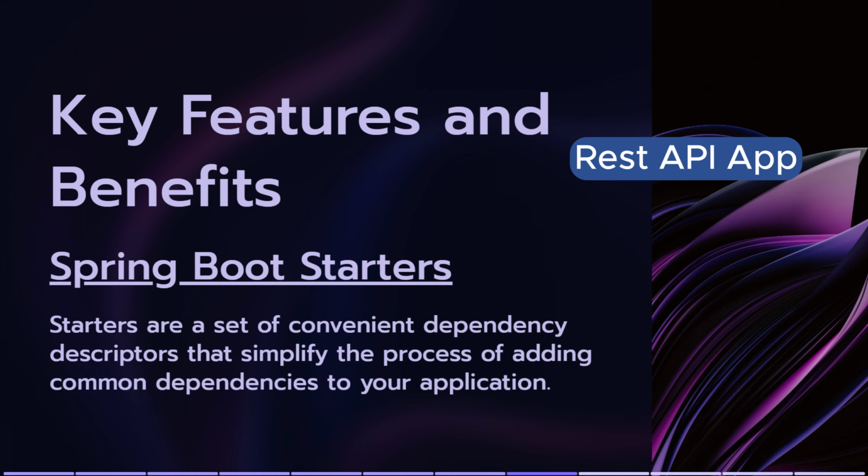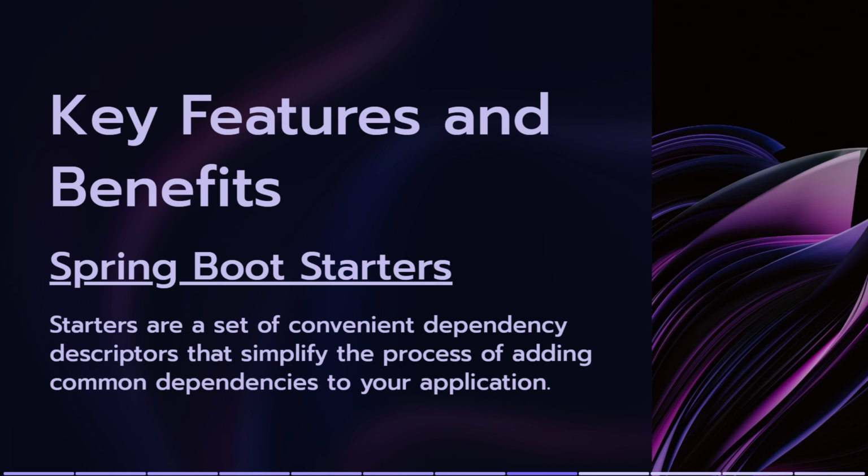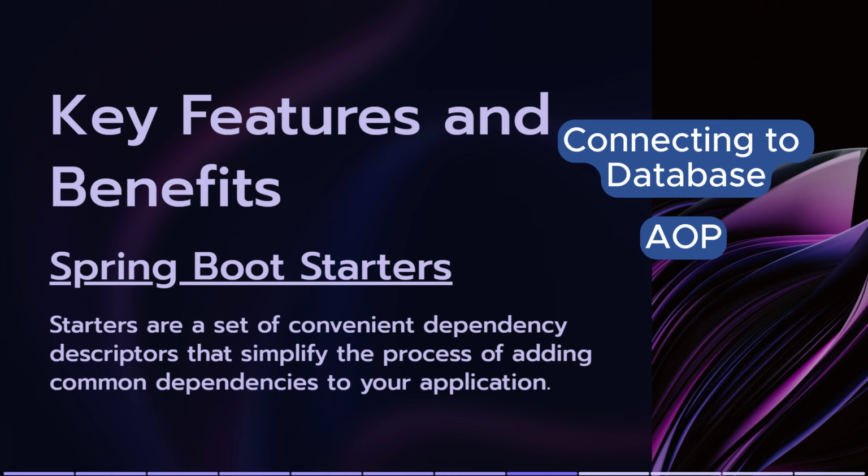Suppose you want to create a REST API application. For that, you just need to add Spring Boot Starter Web in the dependency list. It will automatically configure an embedded servlet container like Tomcat. It also enables controller, handler mapping, and view resolver for MVC type applications. It also enables support for different annotations which are required for HTTP request handling. Similarly, we have starter dependencies for other areas as well, like connecting to a database, aspect-oriented programming, security, etc.